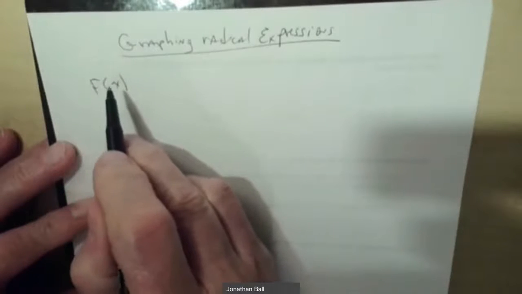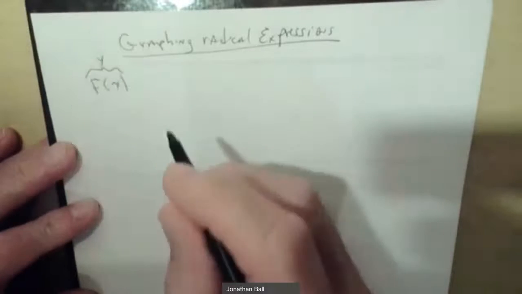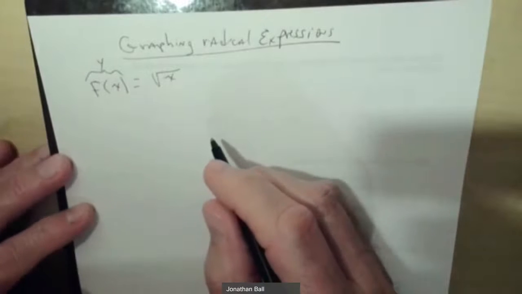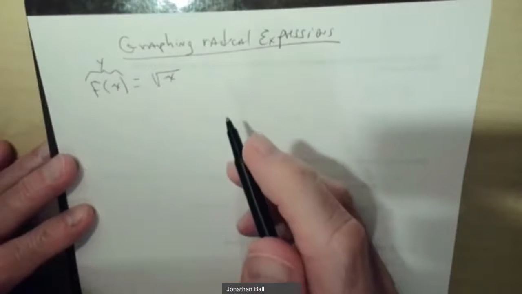F of x. Remember, f of x is nothing more than y. We just have a better way of writing this. It's the function of x. If the function of x equals the square root of x, what is that going to look like?